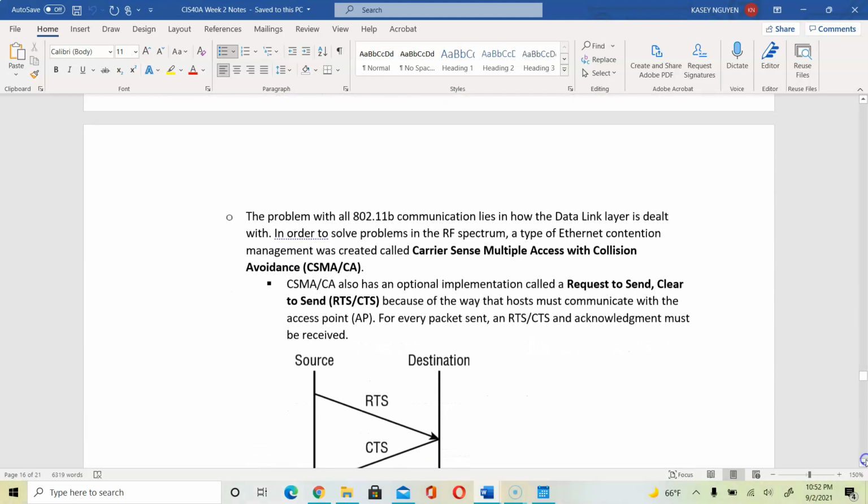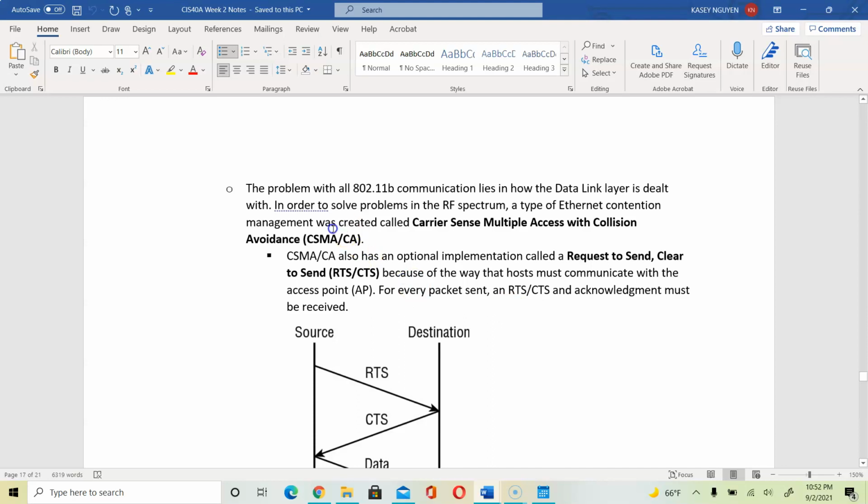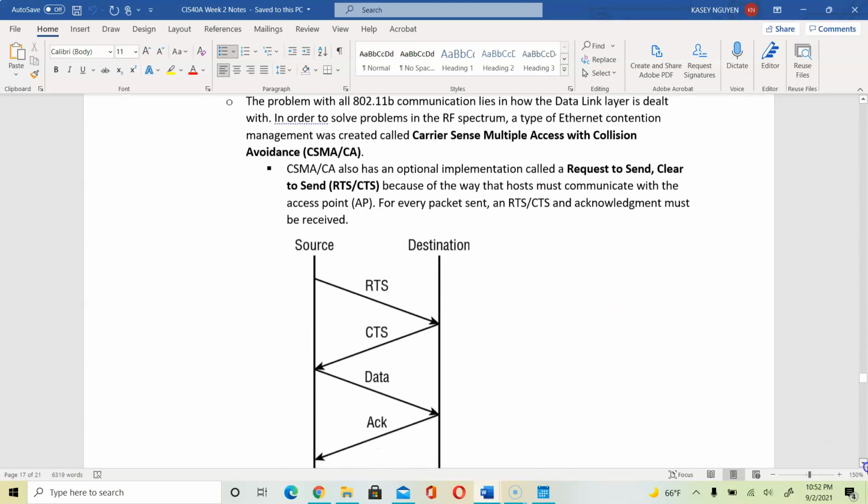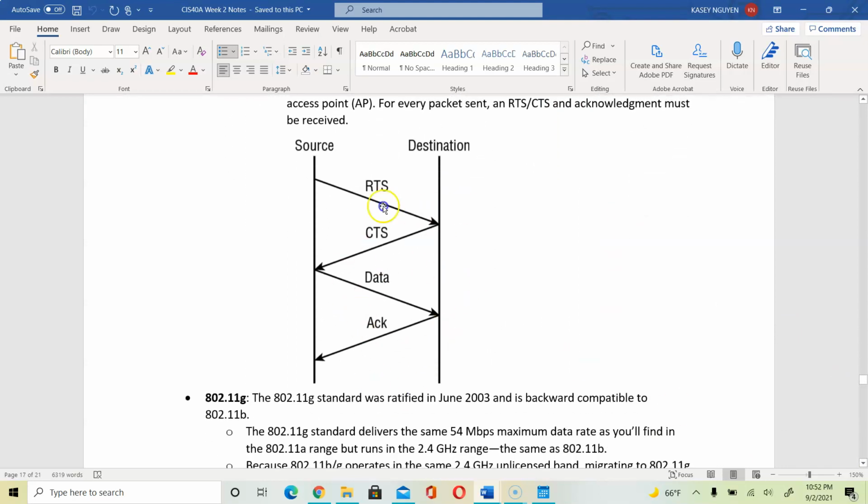And so with B, you have CSMA/CA, which is used to look at request to send and clear to send. So with that, we would have a way to acknowledge that there is communication with the system. So the host must communicate with the access point, and once the access point acknowledges the host, then the packet can be sent. And as you can see, this is also an illustration for that.